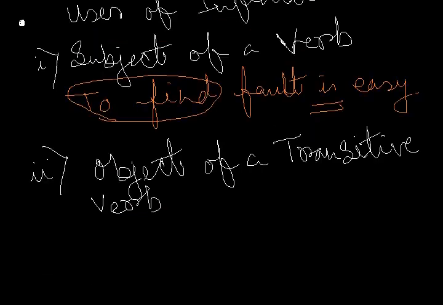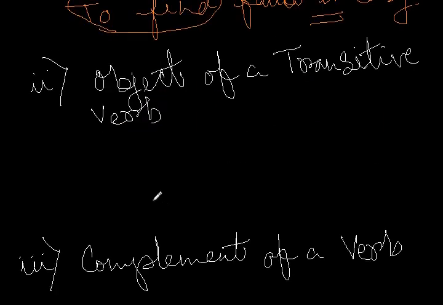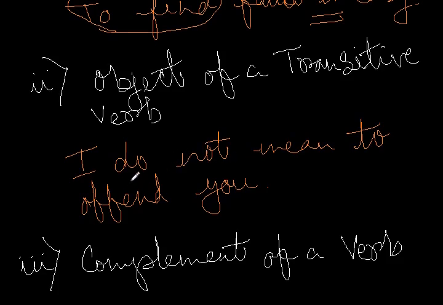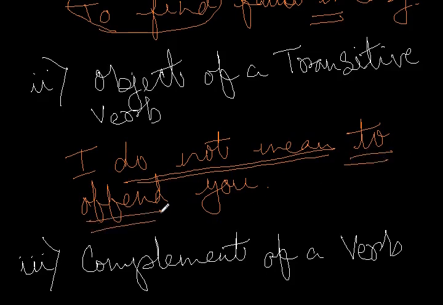Then again, an infinitive may be used as the object of a transitive verb. For example, "I do not mean to offend you." Over here, as we can see, the infinitive acts as the object of the transitive verb. "To offend" is the infinitive here.